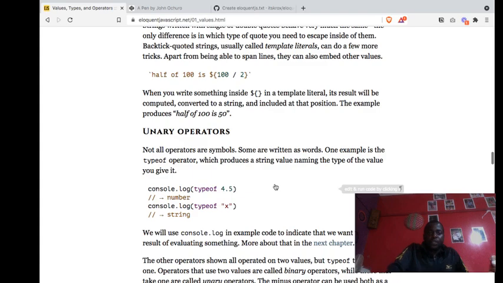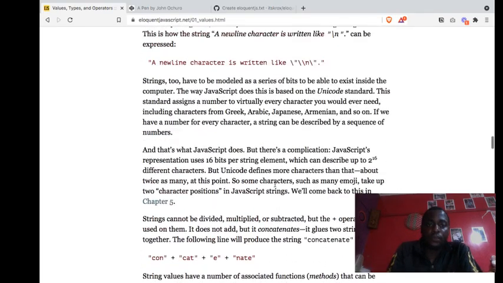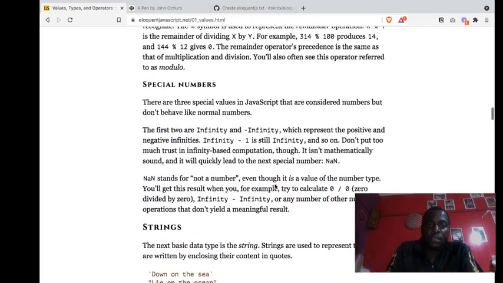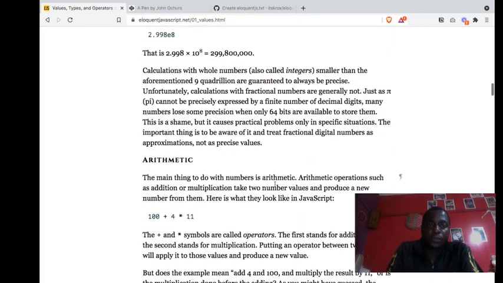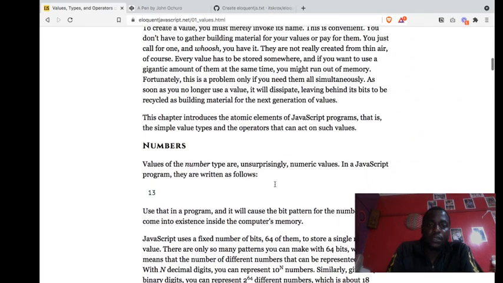Unary operators. Not all operators are symbols. Some are written as words. One example is the typeof operator. So here we're still talking about operators, and we also have the unary operator. So I think we can say we have, what are these types of operators? How do we call them? These ones in arithmetic, do they have a name or are they just operators?